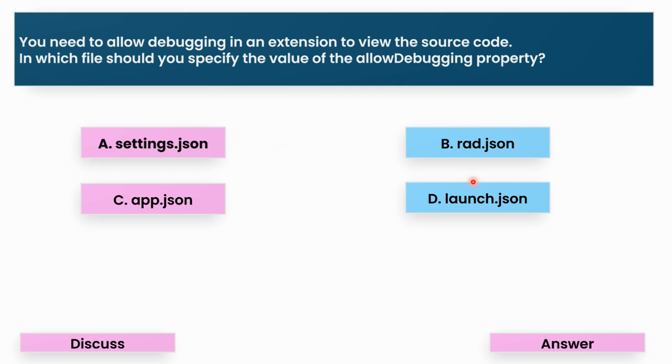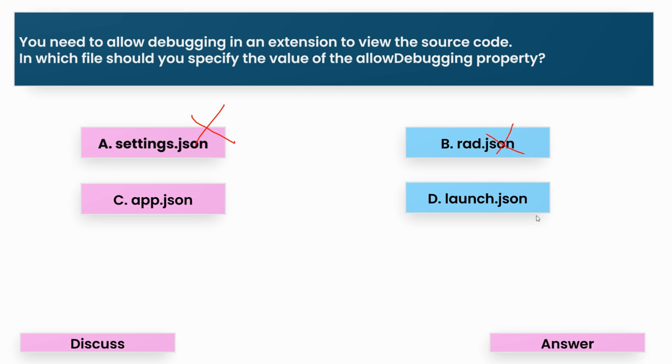The first one is settings.json. This file is more relevant to user or workspace settings in code editors. We are using Visual Studio Code, but this is not directly related to the debugging capabilities of a Business Central extension. This is like a general setting, so this is not the right answer. The second one is rad.json. There is no rad.json file associated with Microsoft Dynamics 365 Business Central, so this is, of course, a wrong answer.